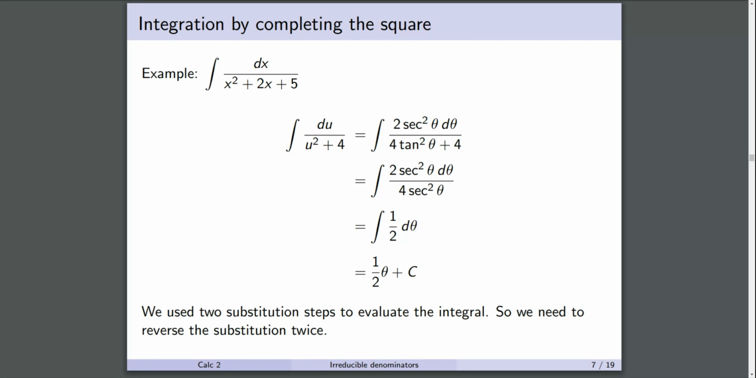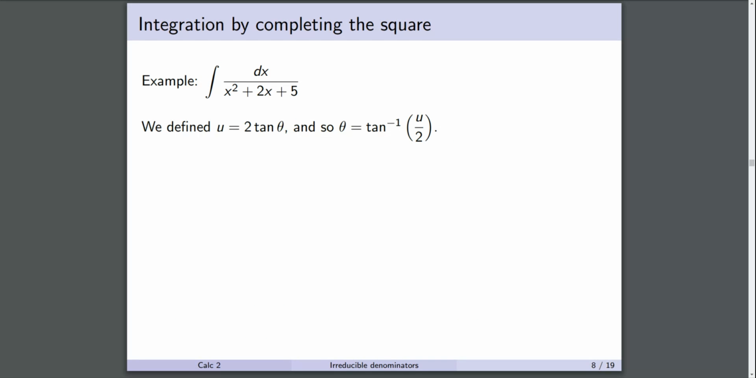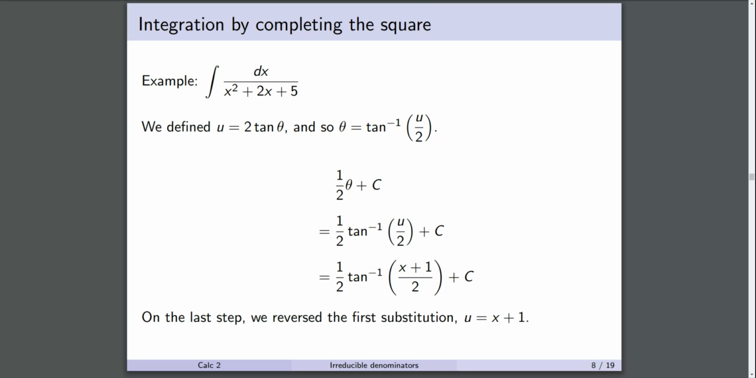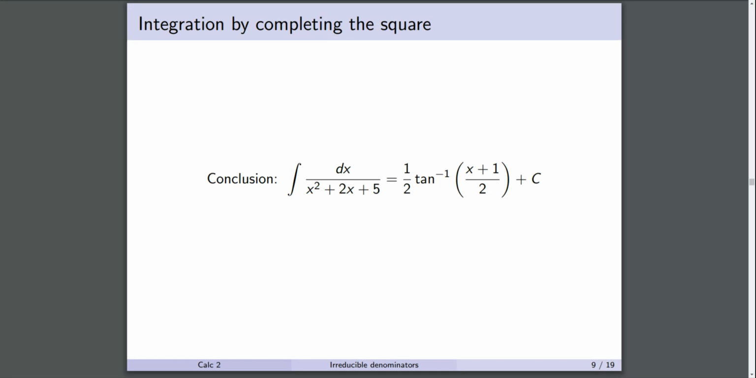The next thing we need to do is reverse our substitution. And we actually had 2 substitution steps in this problem. To reverse the first one, well, we defined u equals 2 tangent theta. That implies that theta is the inverse tangent of u over 2. So I plug that into my answer and I get the following expression. We finish off by reversing our first substitution. So initially we defined u equal to x plus 1. I put that in my function on the last step. And that's it. We're done with our first example. Here's kind of a summary of what we came up with.